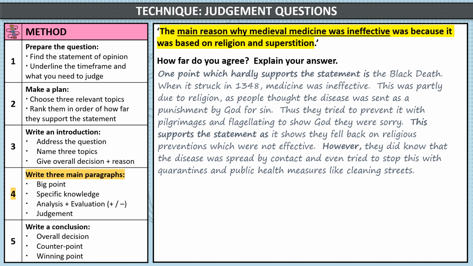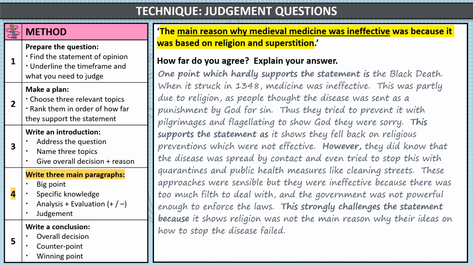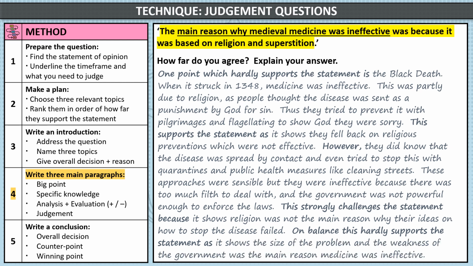In this case, they had some good rational preventions. But those preventions didn't work because the government was not powerful enough and there was too much filth to deal with. Notice I'm using explaining connectives to help me challenge the statement that I was given in the question. At the end of the paragraph, I have to reach a judgment in this area. I'll use the phrase on balance to sum up. In this case, I think it hardly supports the statement. And I need to give my main reason why.